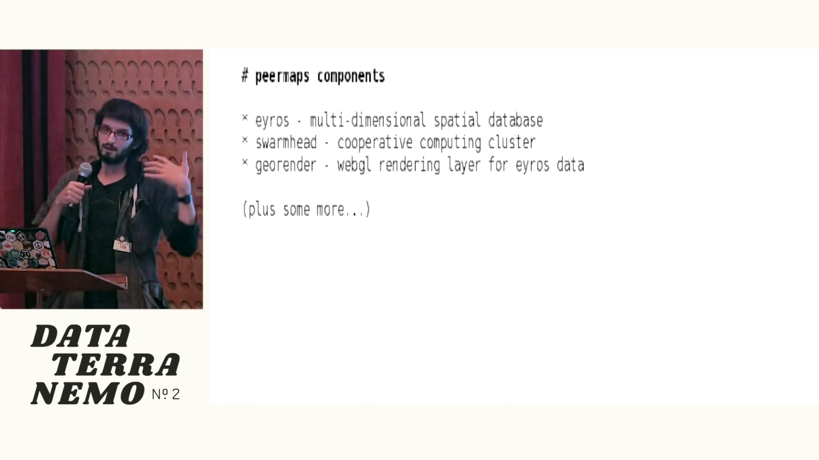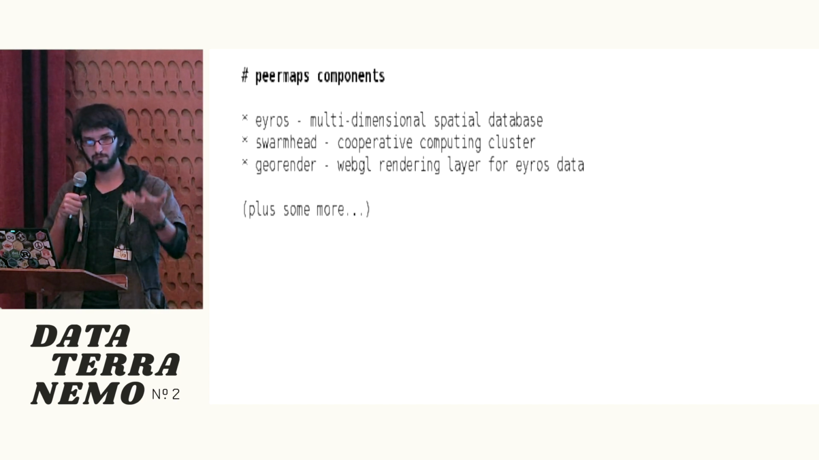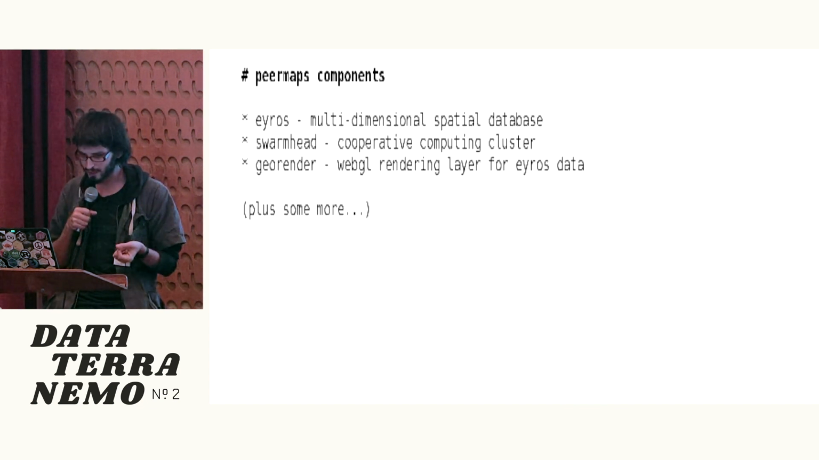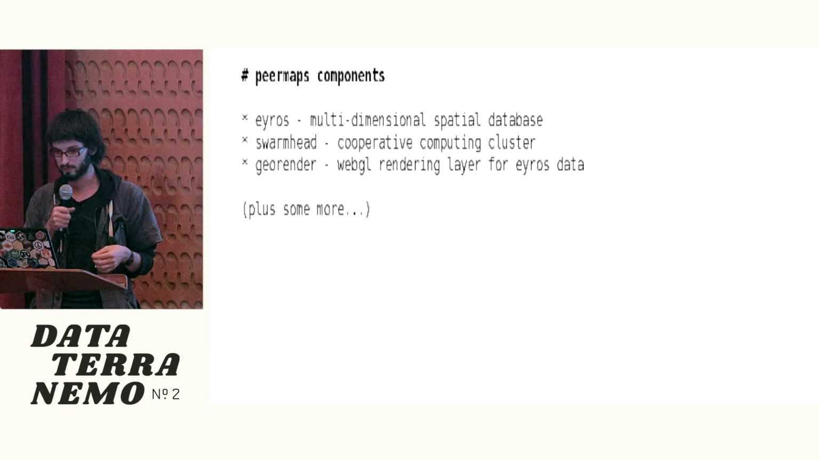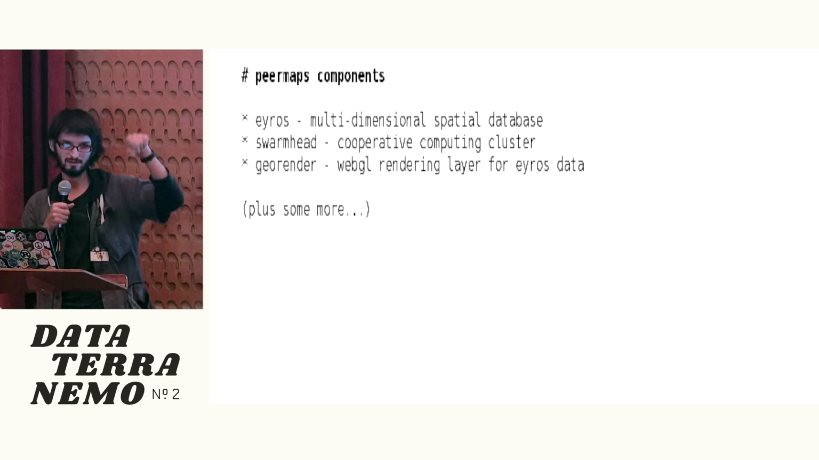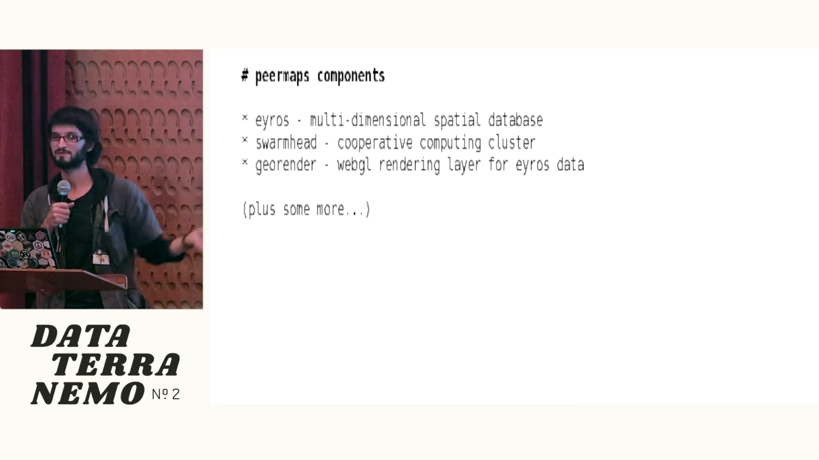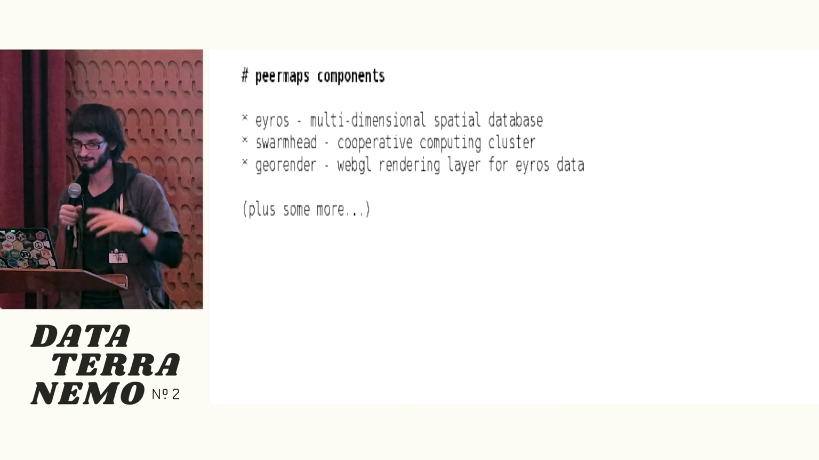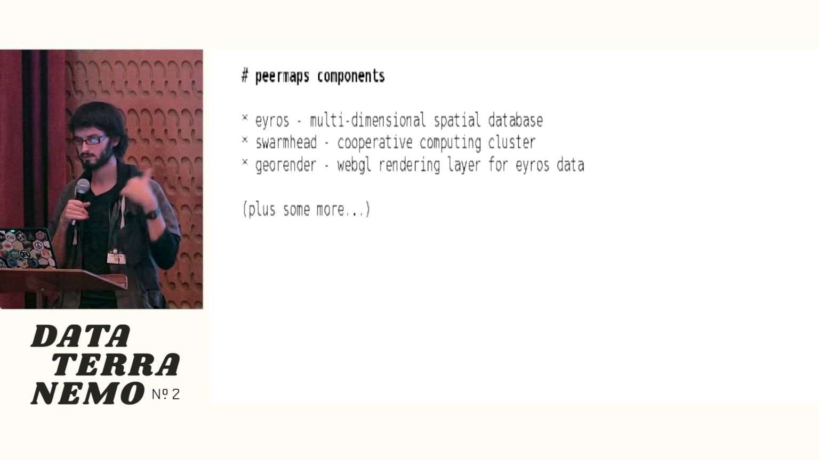Peer Maps has a lot of pieces for this early version of making a Google Maps replacement. A big one, the riskiest one, which I'm going to demo in just a little bit, is called Evros. The Y sound is a V. My friends in Greece told me that means interval in Greek. It's a database based on interval trees and Bkd trees, and we'll talk about that a little bit.